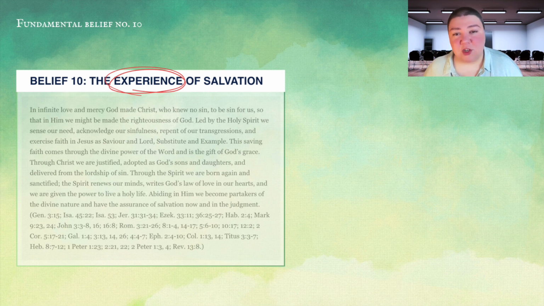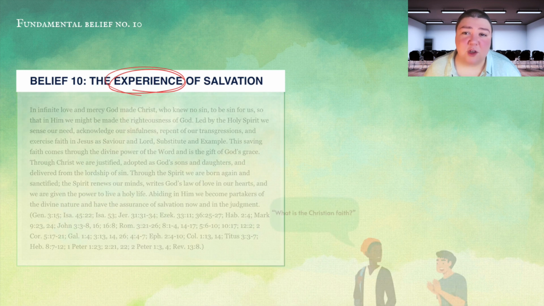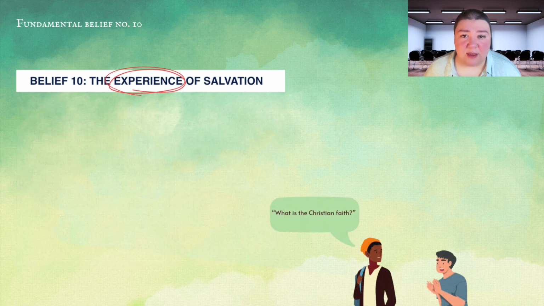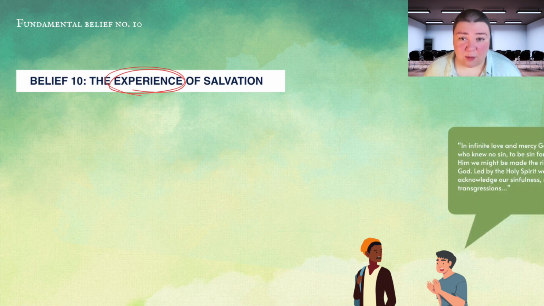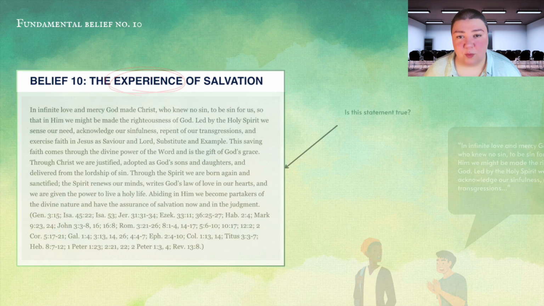I'd like you to imagine for a moment being back at that bus stop, and someone stands next to you and asks you, "What is the Christian faith?" And you reply this: "In infinite love and mercy, God made Christ, who knew no sin, to be sin for us, so that in him we might be made the righteousness of God. Led by the Holy Spirit, we sense our need, acknowledge our sinfulness, repent of our transgressions." My goodness. Is this statement true?